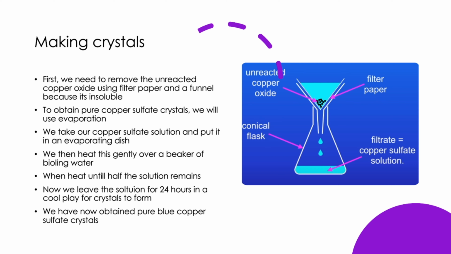To obtain pure copper sulfate crystals, we use evaporation. So we take our copper sulfate solution and put it in an evaporating dish. We then gently heat this over a beaker of boiling water. We heat until half the solution remains. Now we leave the solution for 24 hours in a cool place for the pure crystals to form.